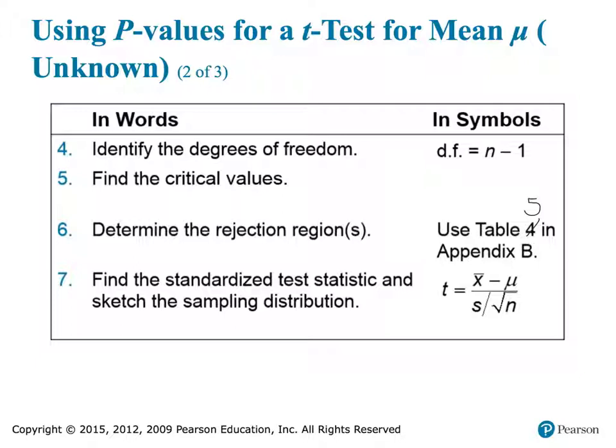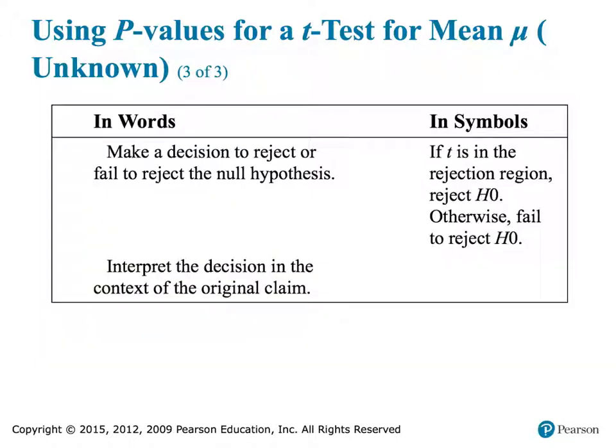Seventh, find the standardized test statistic by using that formula we addressed previously. Eighth, make a decision now. Is our test statistic in the critical region or not? And then we will either reject or not reject. And then last, identify what that decision means in the context of the original claim.